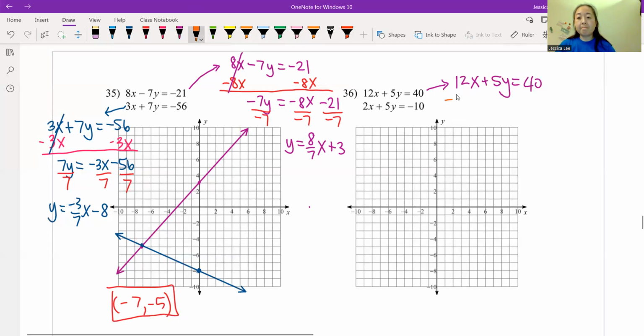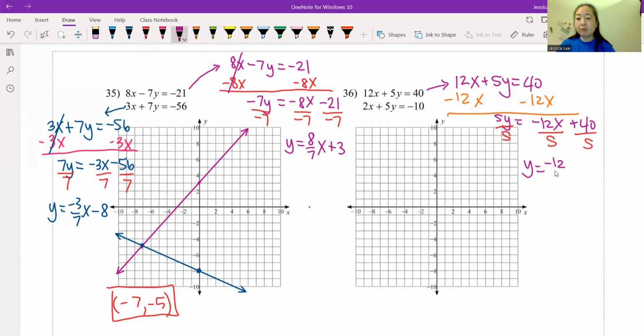Again, subtract the 12x on both sides. And we're going to get, oh, where's my purple? There's 5y is equal to negative 12x plus 40. And then we're going to divide everything by 5. I realize that my 5s look like s's. Not good. All right, so y is equal to negative 12 over 5. Please do not change them to mixed fractions. We don't do mixed fractions here.